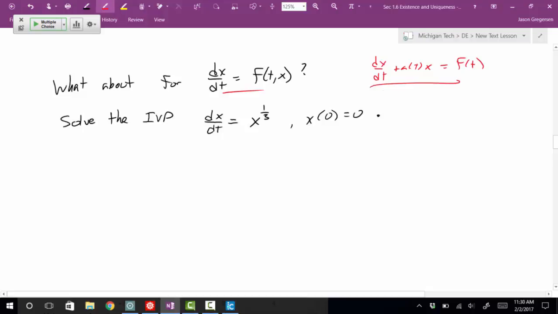Absolutely. These are linear. These don't have to be linear. They certainly could be, but they don't have to be. So this is a broader group of differential equations that we're looking at now. So go ahead and solve this initial value problem. Go ahead, write this out.